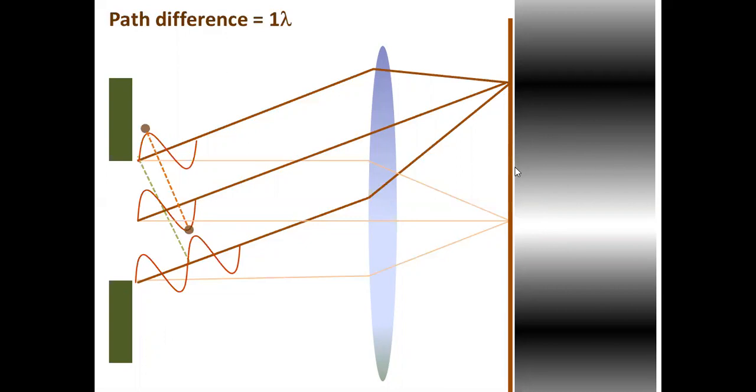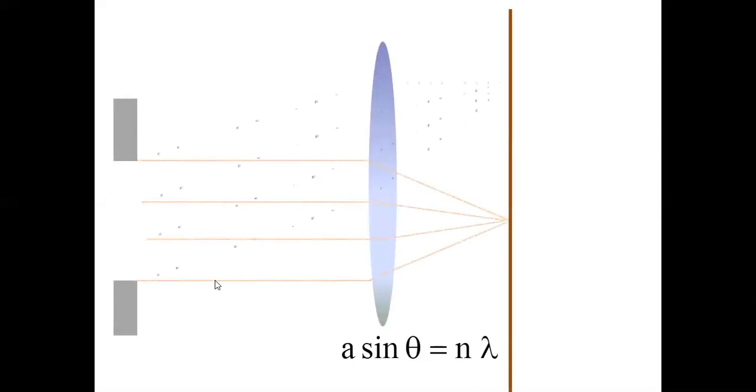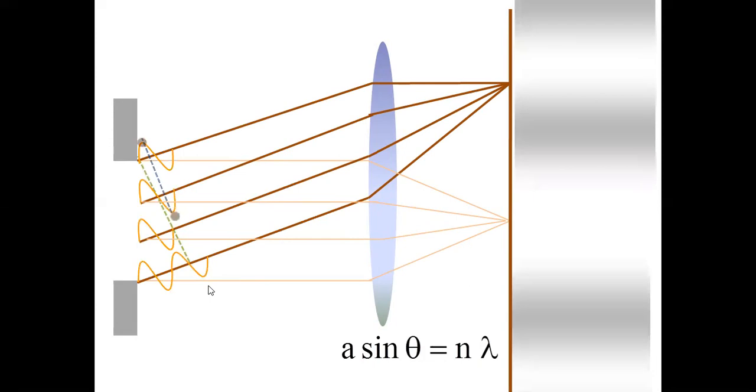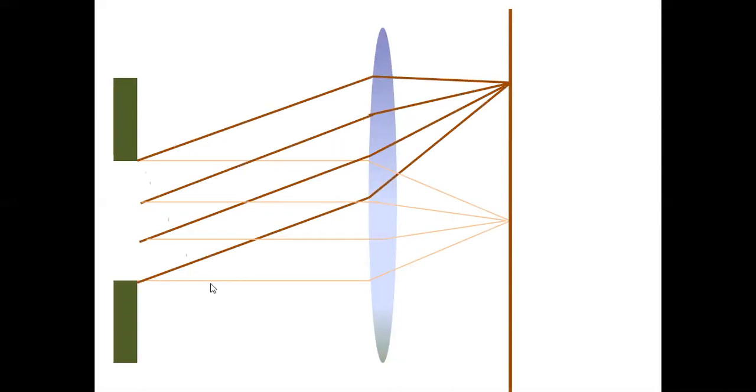That's all. So if the path difference is 0 lambda, central bright fringe. If the path difference is 1 lambda, first dark fringe. And if the path difference is half lambda, somewhere here, either bright or dark. What about this next one? Next bright fringe, that is 1.5 lambda. If A sin theta is equal to n lambda, then of course it will be a dark fringe. Yes, if the path difference is 1.5 lambda, what is the condition?